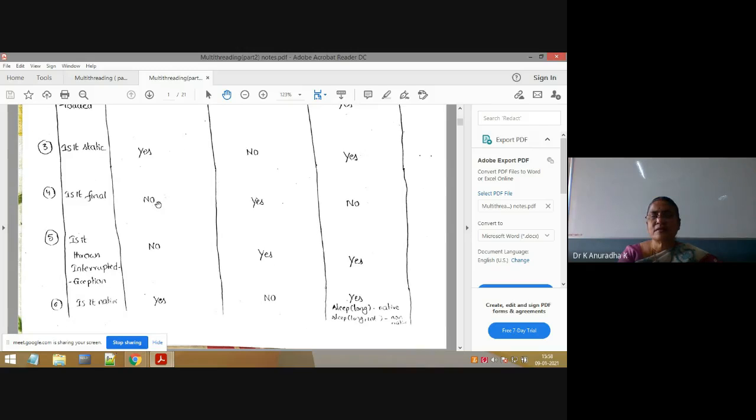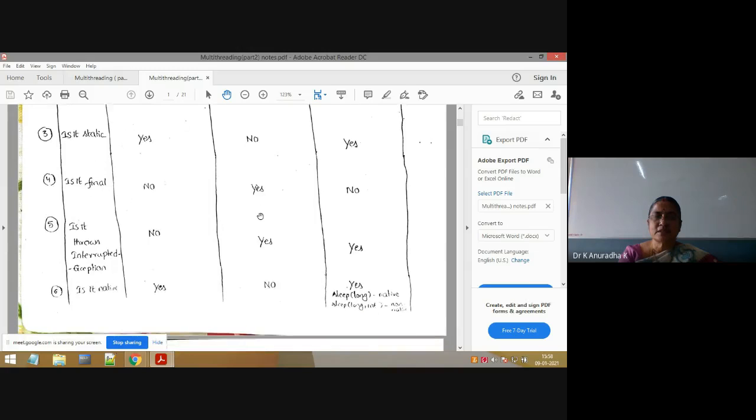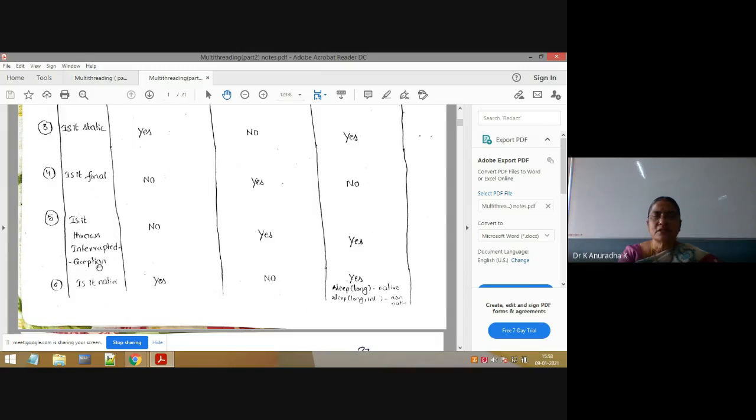Next, is it final? Final methods cannot be overridden in subclasses. The yield method is not a final method, and the sleep method is also not a final method, whereas the join method is a final method. Next, does it throw InterruptedException? The join method throws InterruptedException, and the sleep method also throws InterruptedException. The last one is not necessary.